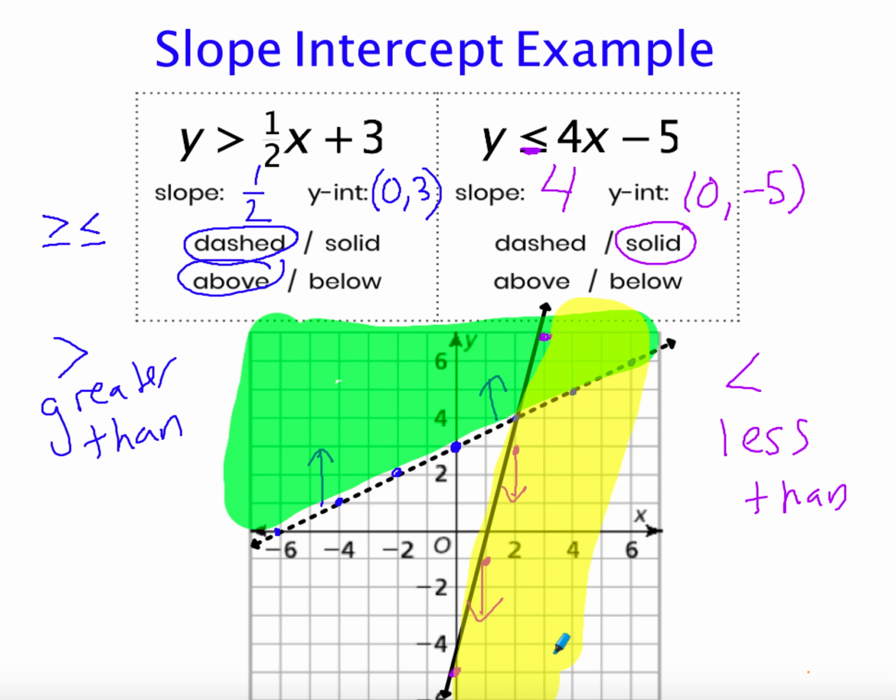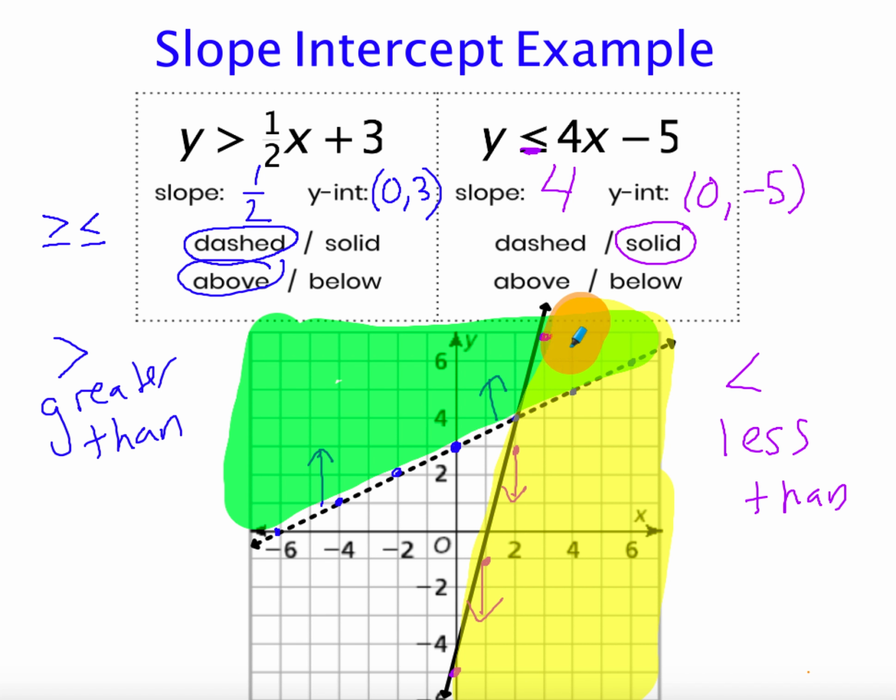So this is my graph of the inequality y is less than or equal to 4x minus 5. So considered separately, my graph of y is greater than 1/2 x plus 3 is this region, the region above that line. My graph of y is less than or equal to 4x minus 5 is the yellow below the line.